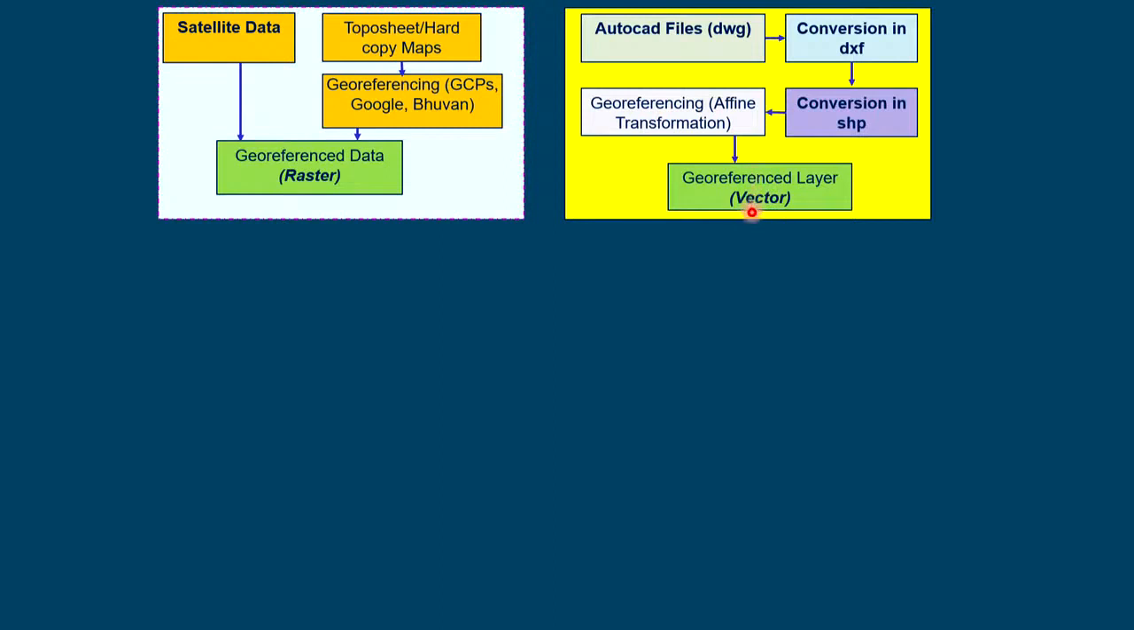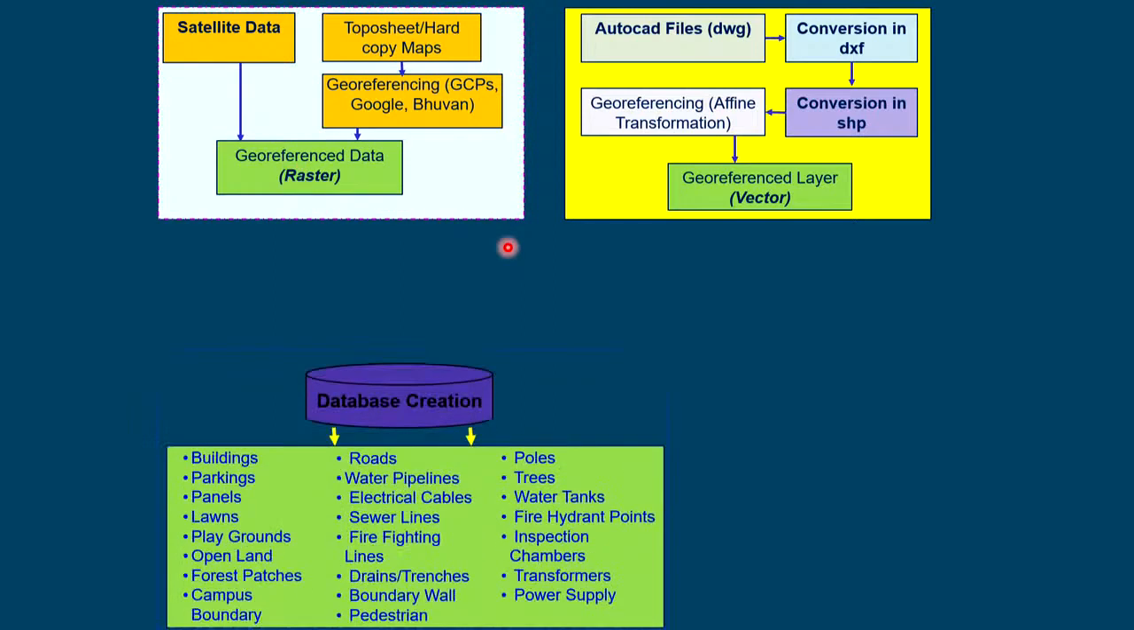Okay, so this vector form you can directly use in the computer system, and this raster data you cannot directly use in the computer system, but this data you can use for generating another vector data set. Or you can say this data set can be used as a background layer, and over that background layer you can generate the vector data set.